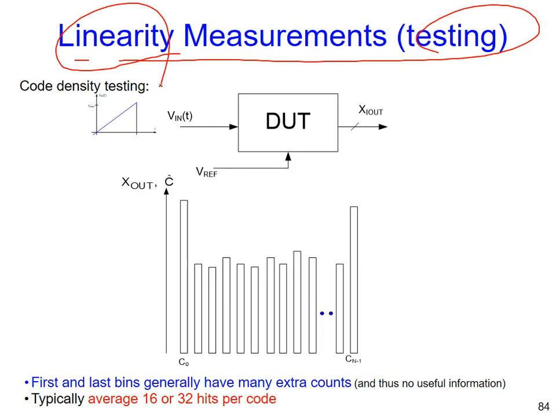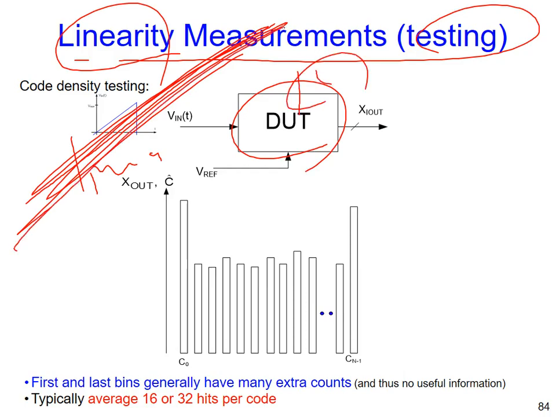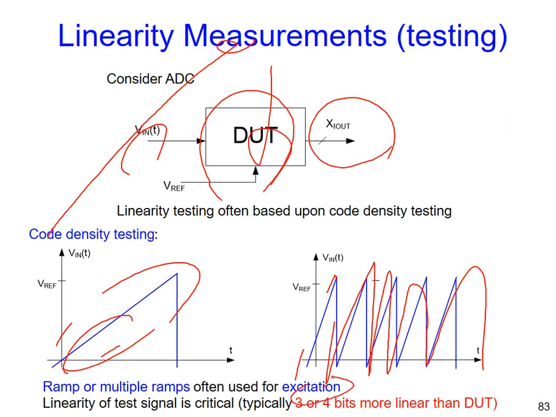That is the usual case to test your linearity, your INL and DNL. So you have one very slow, linear input. The linearity of your input should be much better than the device under test. For example, if you have a 12-bit ADC to be tested, then the linearity of your input wave needs to be better than 3 to 4 bits more. You need to be more linear, more ideal, to test the others.